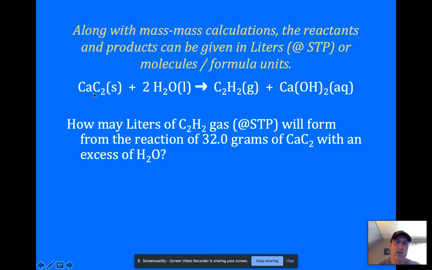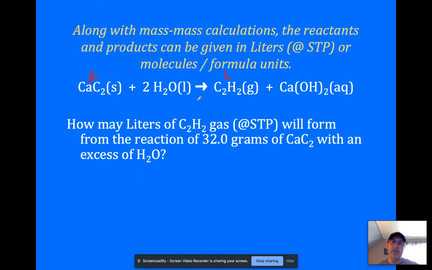Here's our balanced equation: CaC2 plus 2H2O yields C2H2 plus Ca(OH)2. How many liters of C2H2 at STP will form from the reaction of 32 grams of CaC2 with an excess of H2O? The liters is what we are trying to find. Remember, that's only for the volume of a gas.